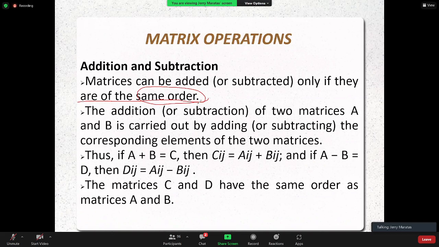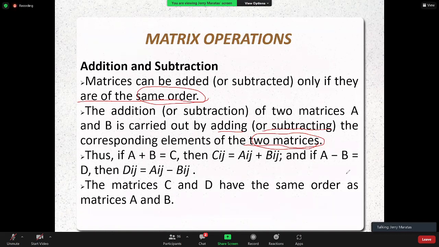So you can only add a 3 by 3 matrix to a 3 by 3 matrix. You can only add a 2 by 3 matrix to a 2 by 3 matrix. So they must be of the same size. The addition or subtraction of two matrices A and B is carried out by simply adding, or if it's subtraction, subtracting the corresponding elements of the two matrices.